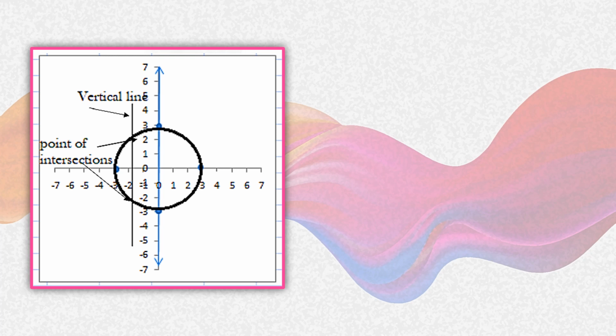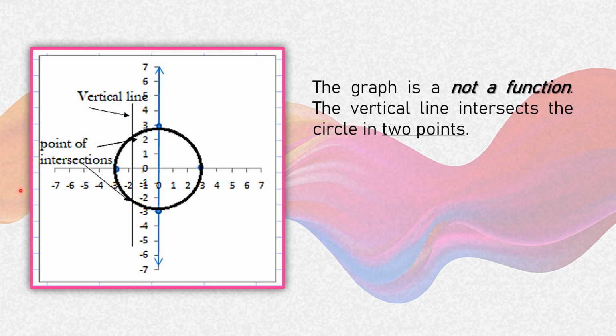Another, so dito nag-create naman ang graph ng circle. So the graph is not a function. The vertical line intersects the circle in 2 points. So dito tayo nag-draw ng vertical line. As you can see, nag-intersect ang vertical line sa dalawang points ng circle. Kung dito naman tayo maglalagay ng vertical line, 1 point. Pero since nag-false na siya dito sa isa pang try ng vertical line, so this graph is not a function.